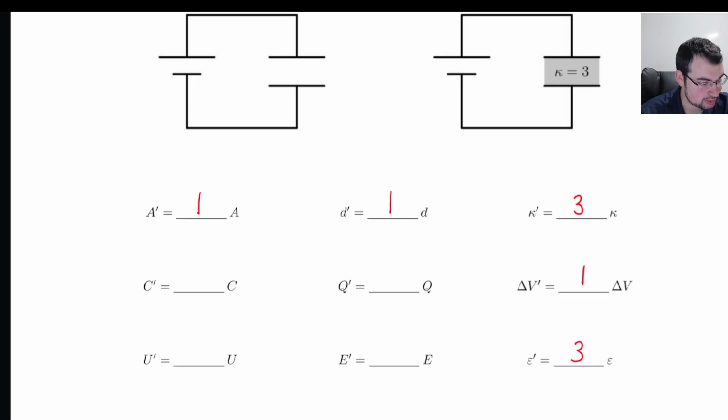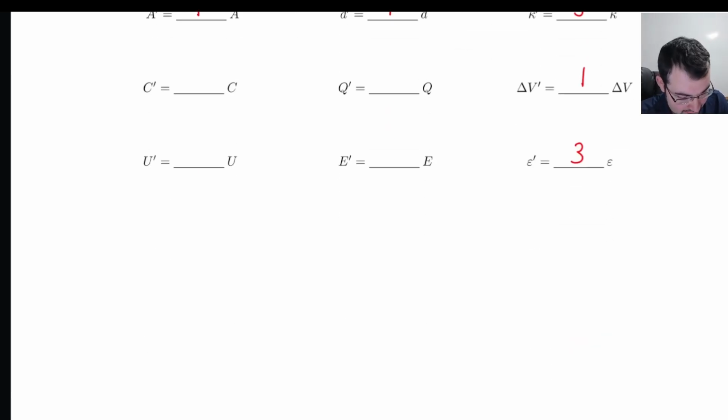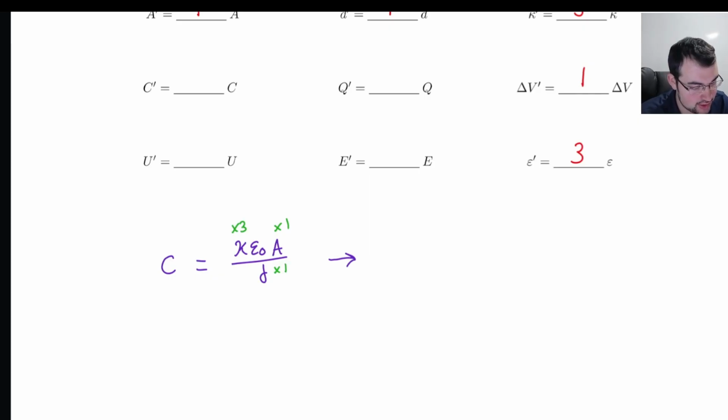All right, so now we can just pick our formulas to use. Usually it's important to start with capacitance, because that unlocks a lot of the other relationships. Capacitance is kappa epsilon naught A over D. We didn't change the area, we didn't change the plate separation, but we did triple the dielectric constant. So kappa got tripled, so this means we're going to have 3C. So the capacitance got tripled.